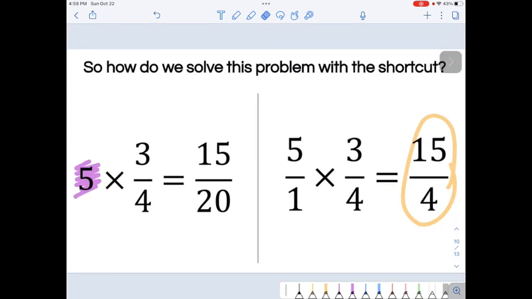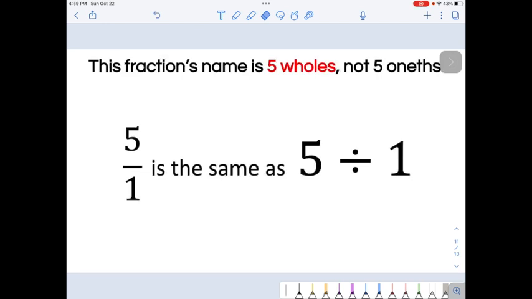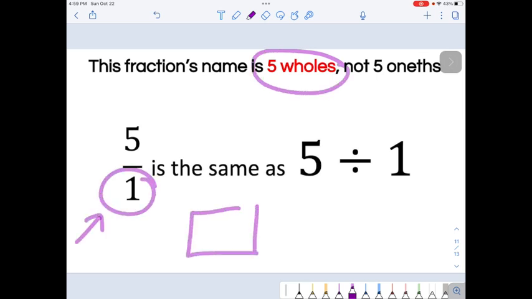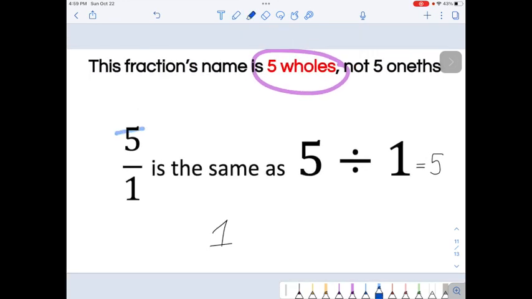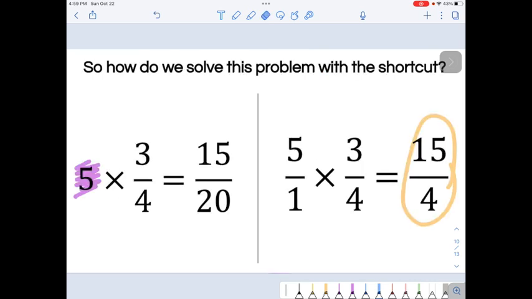So why, Ms. Toivola, can we do this? Right? Because 5 on top of 1 is a fraction. Its name is 5 wholes because 1 is on the bottom, so like a rectangle, it hasn't got split up at all. It's just one giant part, so that's a whole. You can also read that the same as 5 divided by 1, which is 5. So it's a really complicated, kind of strange way to write the number 5. But the reason why we do it is because this multiplication problem is really easy now.